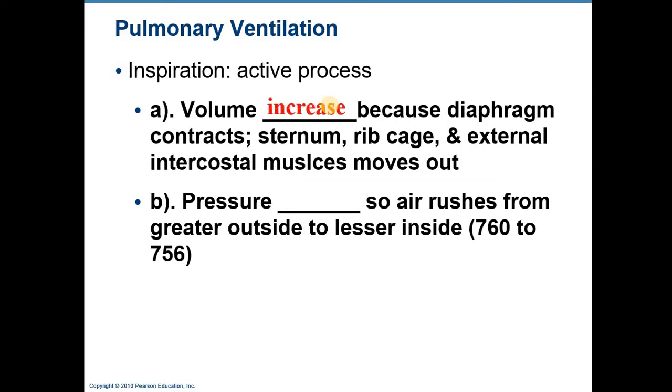Inspiration is an active process. Your volume increases because the diaphragm contracts, and the sternum, rib cage, and external intercostal muscles move out, and pressure will decrease. So air rushes from the greater outside to your lesser amount on the inside, and that is what calls for inhaling. What he stated about the rib cage is just an inverse proportion. As volume is up, pressure is down. If volume is down, pressure is up.